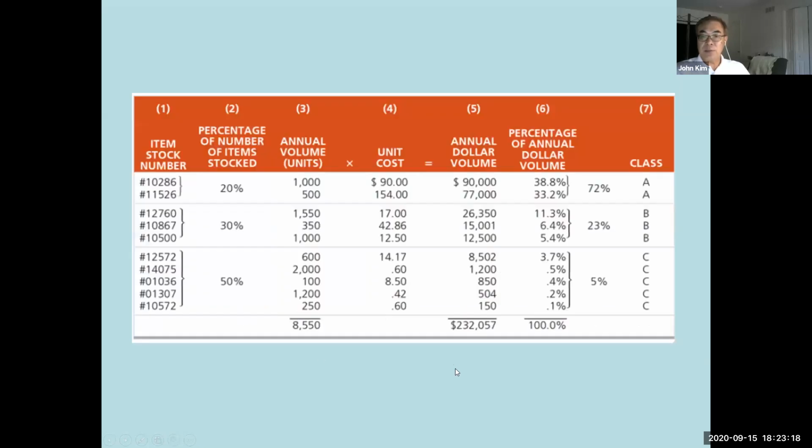There are certain companies with classification by item number like this: the percentage of the number of items stocked, the size of inventory, is 20%, 30%, and 50%, and then the value is 72%, 23%, and 5% for class A, B, C. So that means when we manage inventory, we carefully manage type A, class A, and then next and next like this.